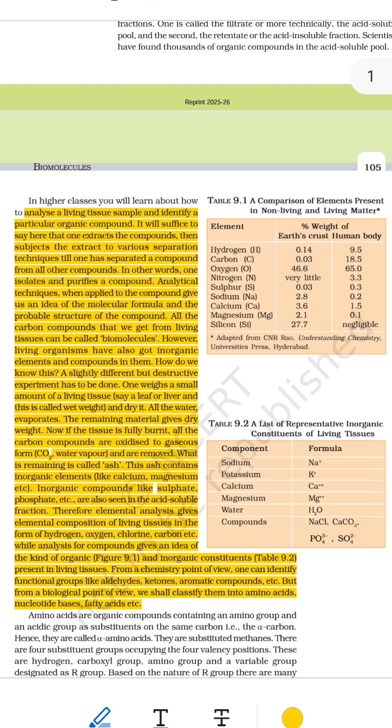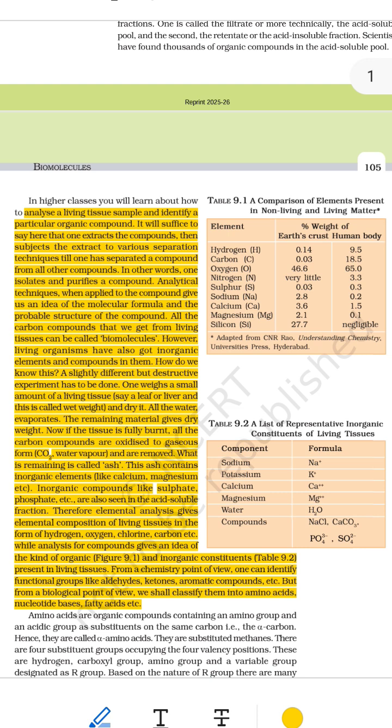Absolutely. Here's a great, deep, and detailed summary of the entire passage in the simplest possible language, just like a brilliant teacher would explain it to a complete beginner. Summary: How do we study the chemicals inside living things? Main idea: Living organisms like plants, animals, and microbes are made up of many kinds of chemicals. Scientists want to understand what those chemicals are and what role they play in life. To do this, they perform chemical analysis on living tissues.